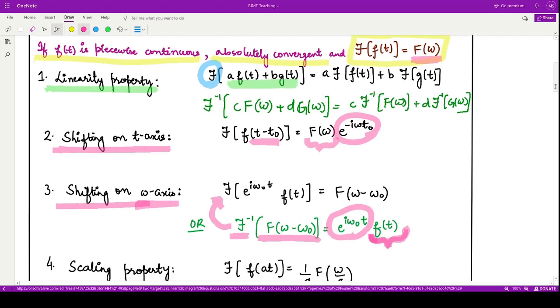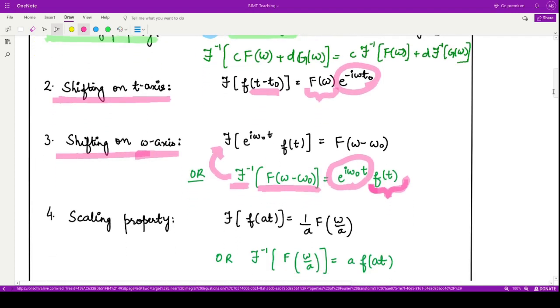So moving on to the next property, we have the scaling property. Now what does it say? It says that whenever within the independent variable you are multiplying this independent variable by some quantity a, that means you are scaling your function.